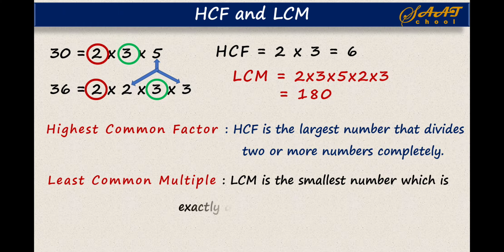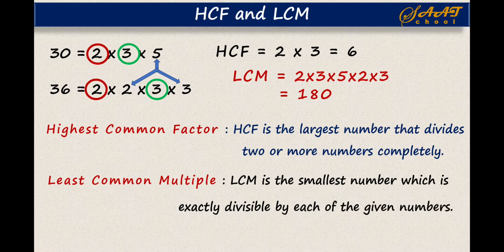Now the least common multiple is the smallest number which is exactly divisible by each of the given numbers. Here 180 is divisible by 30 and 36. LCM is exactly divisible by the given numbers. On the contrary, the given numbers are completely divisible by HCF. That means HCF divides the given numbers and LCM is divisible by the given numbers.